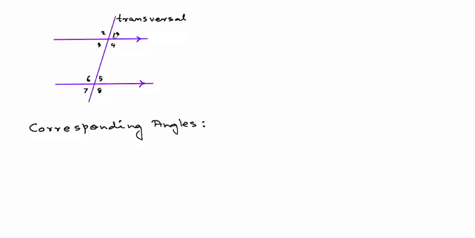If you look at angle 1 over here and angle 5, they're exactly the same measure. So we say angle 1 and 5 form a pair of corresponding angles. Similarly, angle 4 and angle 8 form another pair of corresponding angles. On the other side of the transversal, we have angle 2 and angle 6 forming a pair of corresponding angles. So we have 2 and 6 as the third pair. And then finally, you guessed it right, angle 3 and angle 7 form the fourth pair of corresponding angles.